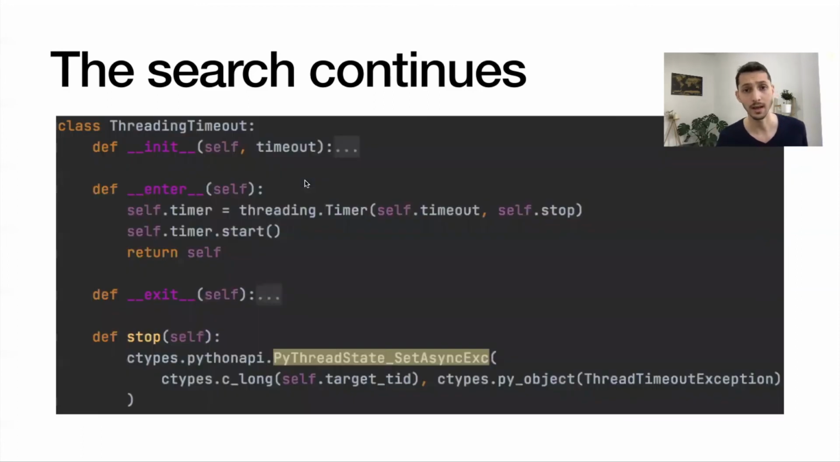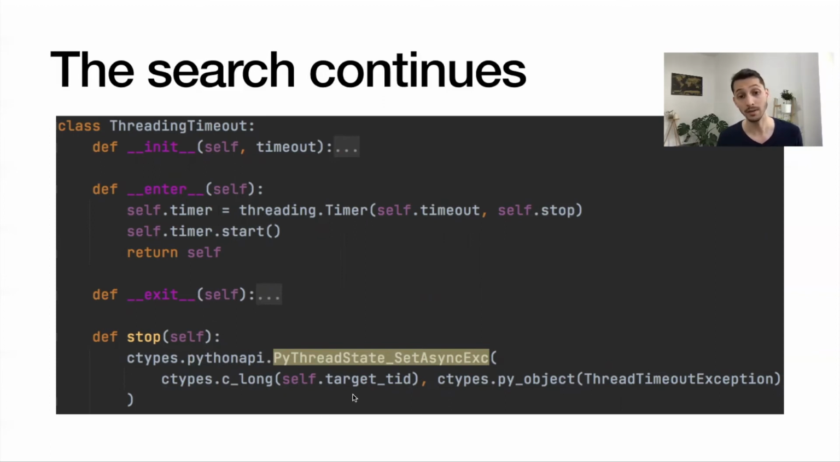So we have this class with the threading timeout that is using a threading timer until a specific time that was chosen. And once the timer finishes its work, we will call the stop command. That stop command will eventually call the ctypes Python API PyThreadState_SetAsyncExc, which is actually using the internal Python API in order to inject an exception inside our thread.